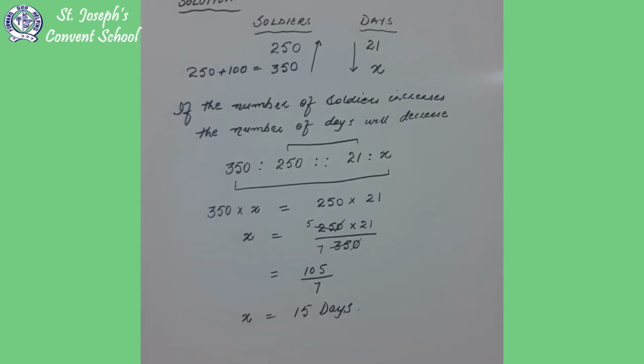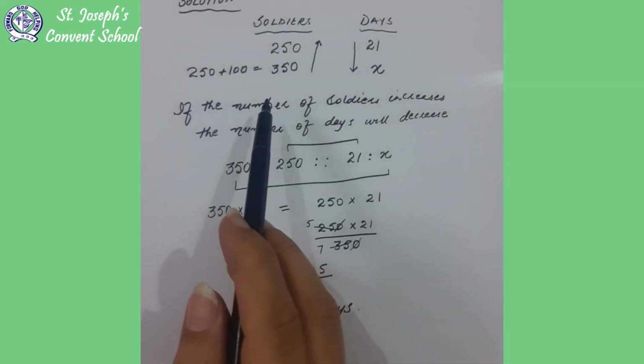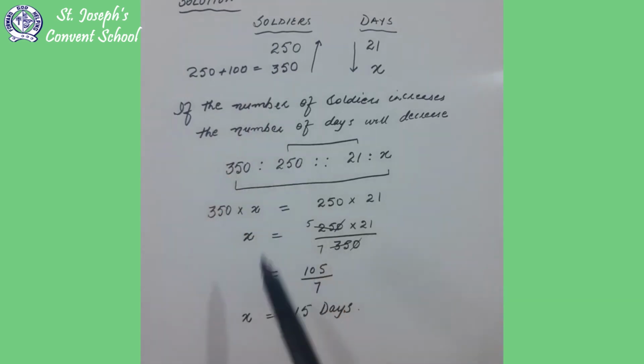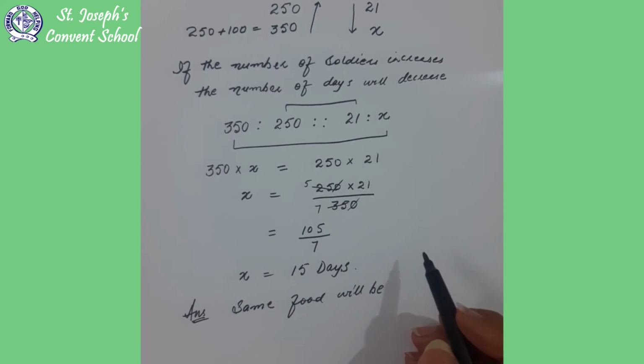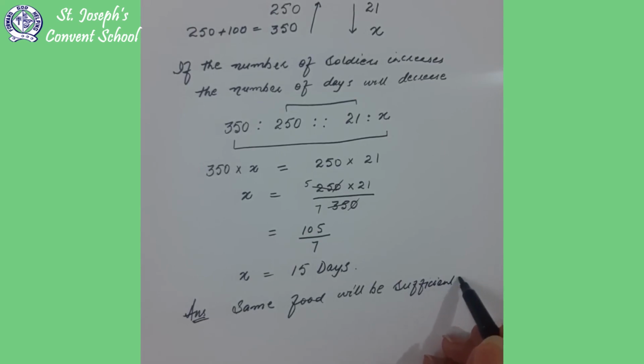If 100 soldiers more arrive, 100 soldiers you can see, we have added 100 soldiers more. So it means same food will be sufficient for 15 days. So in the answer you will write this statement that same food will be sufficient for 15 days. Okay. So this is the answer. Same food will be sufficient for 15 days.